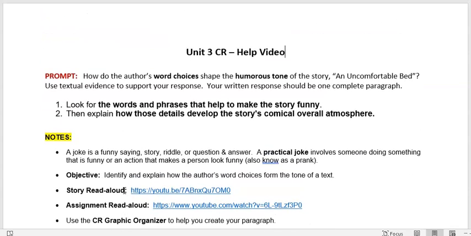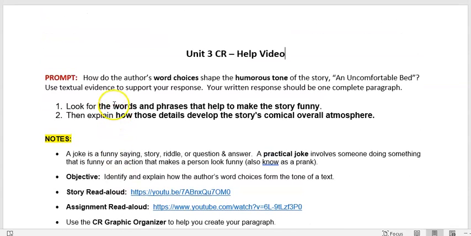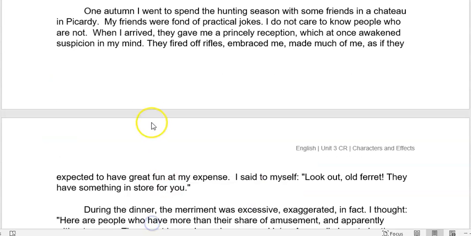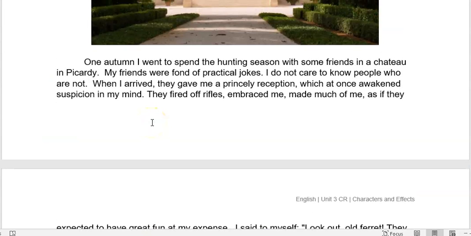Okay, so this is what we're going to do now together. We're going to look for the words and phrases that help to make the story funny. And then you are going to have to explain how those details develop the story's comical overall atmosphere. And I'll talk a little bit about that in our help video today. So let's go back into the story, and we're going to highlight.